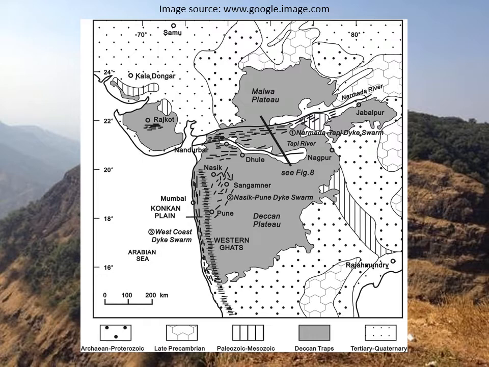Mainly the Deccan Trap rocks are found around Maharashtra, parts of Madhya Pradesh near Jabalpur, and also in Gujarat. So nowadays in these places, Gujarat, Madhya Pradesh, Maharashtra, parts of Karnataka, and parts of Andhra Pradesh, the Deccan Trap lavas are exposed.